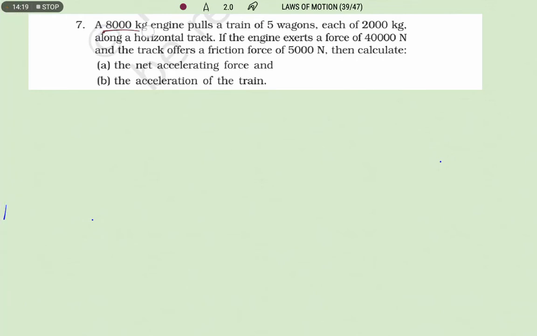An 8000 kg engine pulls a train of 5 wagons, each of 200 kg, along a horizontal track. So a train engine pulls a train of 5 wagons. How many wagons will be there in total? 5 wagons.